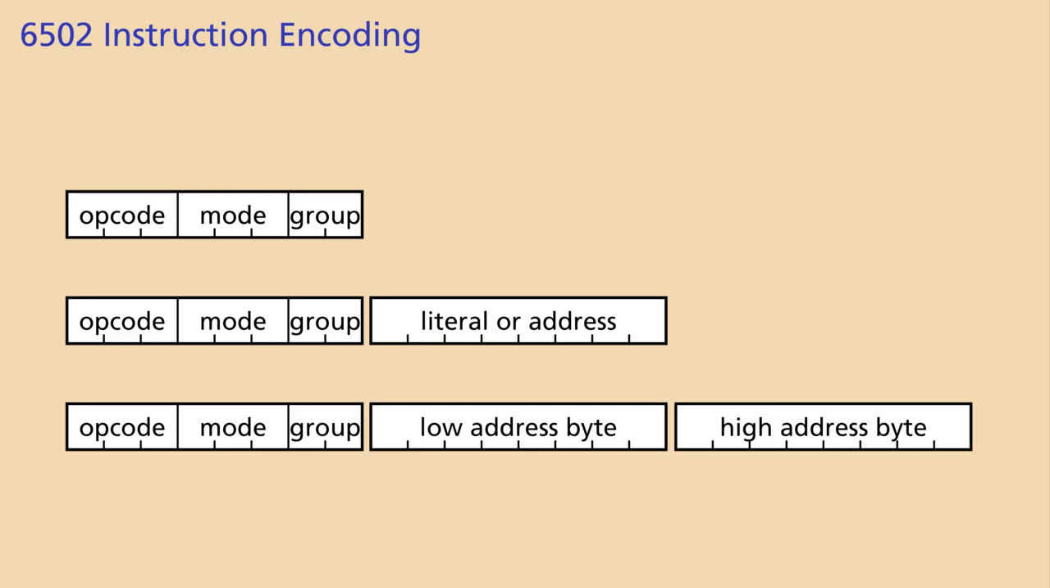Here's a better way to look at it. The least significant 2 bits in each instruction divide the instructions into 4 groups. The top 3 bits determine the operation, such as add or subtract, and the middle 3 bits determine the addressing mode, mostly. There are many exceptions.